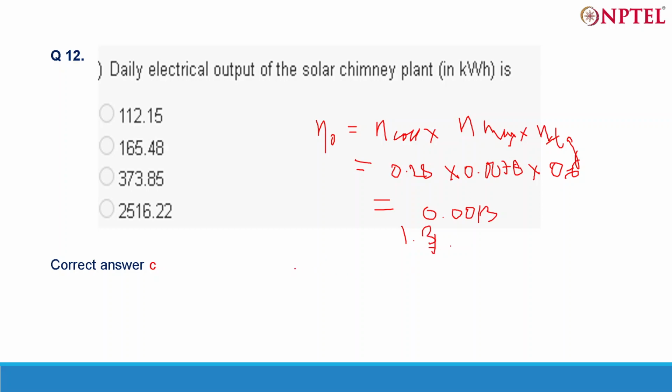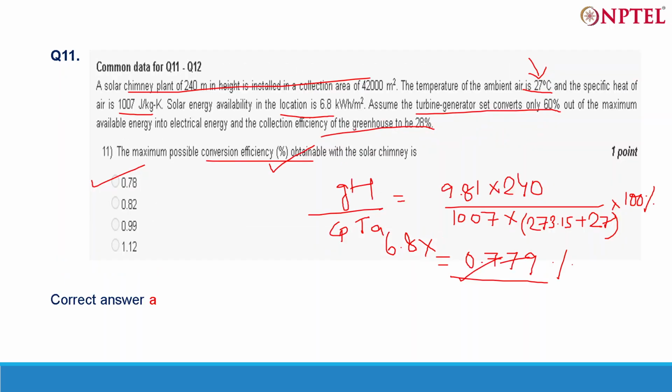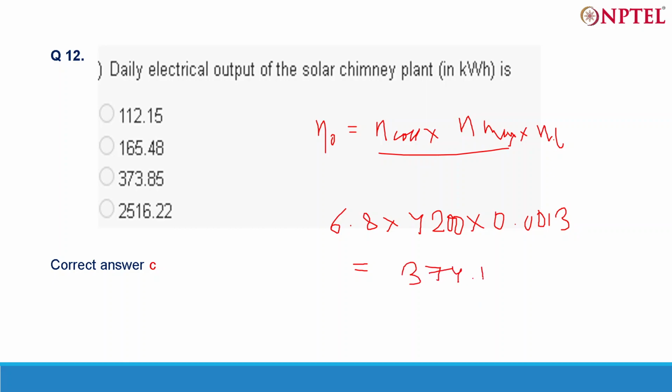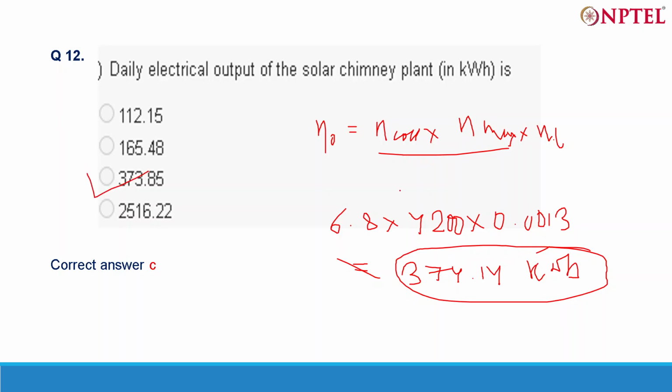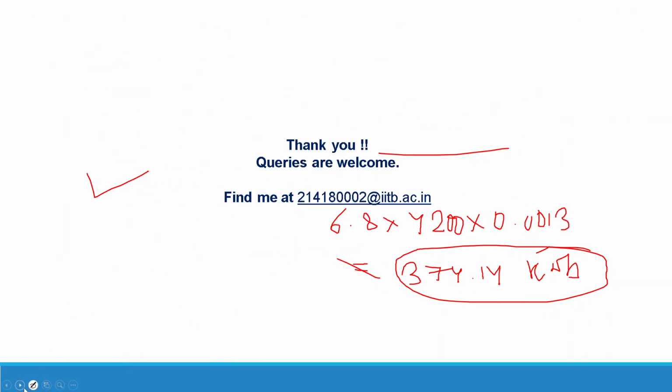Okay. So collector output will be, so just calculate, the total average solar radiation is 6.8 into this area, 42,000. Oh, what is happening? 6.8 into 42,000 into the overall efficiency, that comes out to be around 0.0013 or something. Okay, so multiplying all these, 374.14 kilowatt hour. Okay, so the nearby answer is 373.85. Okay, so you will solve this at home. I have solved it.